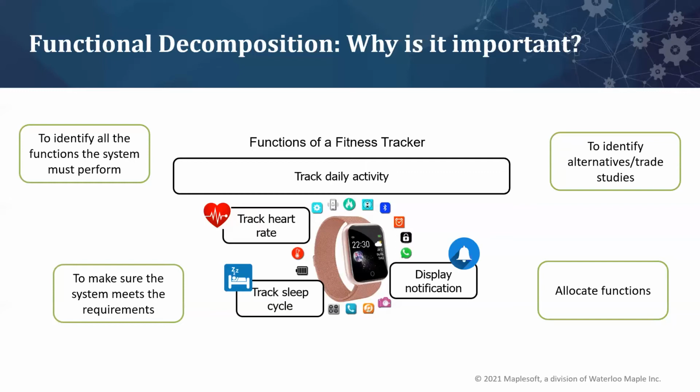So you'll have different alternatives or different functional architectures, which will evolve into different physical architectures that you will do trade-off studies on. It will help you to find what are the functions that overlap and so on. So that's why functional decomposition is an important step in defining your system model.